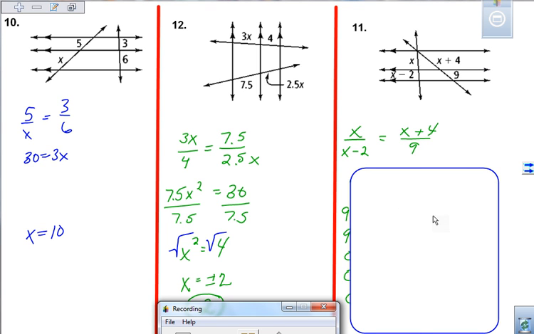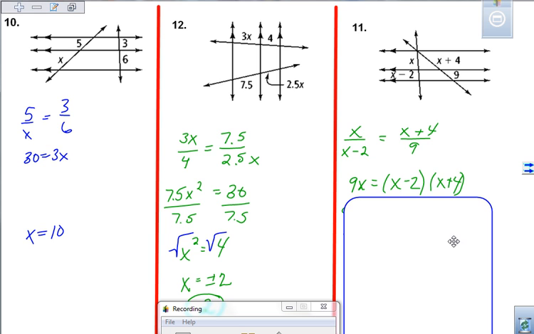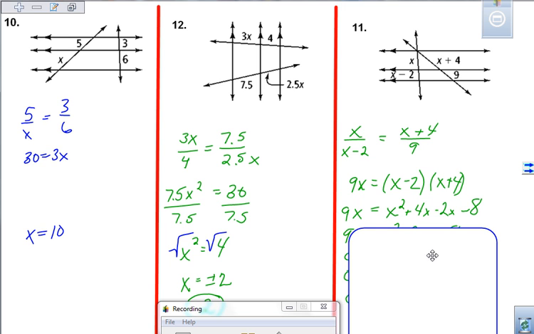Here's our setup. I need to cross multiply my proportion, and then I get the bottom chunk times the top chunk. And remember from last year, you multiplied this out, you distributed the x to both terms, you distributed the negative 2 to both terms, and I think some of you learned to call that foiling. So you get x squared plus 4x minus 2x minus 8. So again, a second degree polynomial.